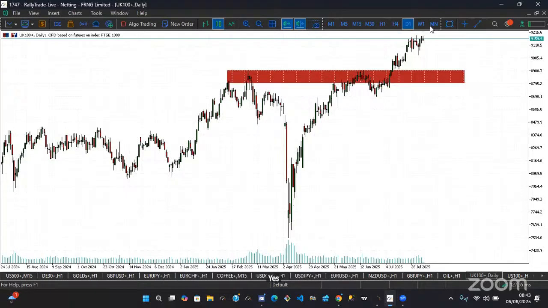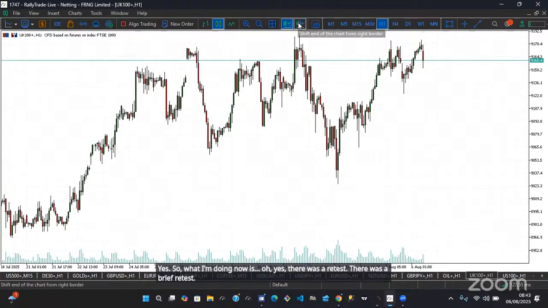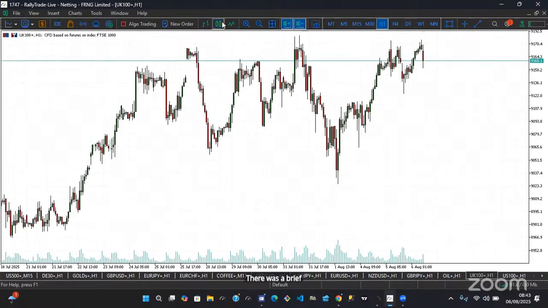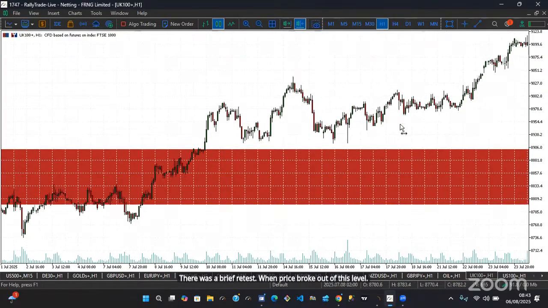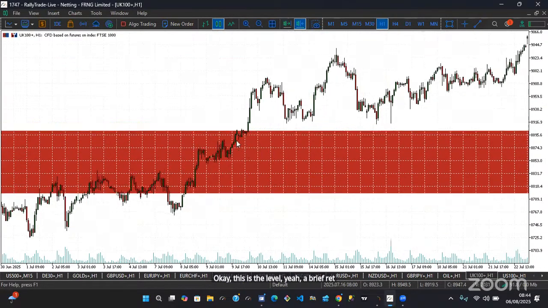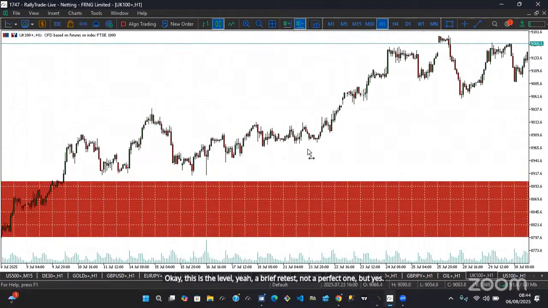Yes. So what I'm doing now is, oh, yes, there was a retest. There was a brief retest when price broke out of this level. Okay, this is the level. Yeah, a brief retest, not a perfect one, but yes, a brief retest, and it's headed to the upside.